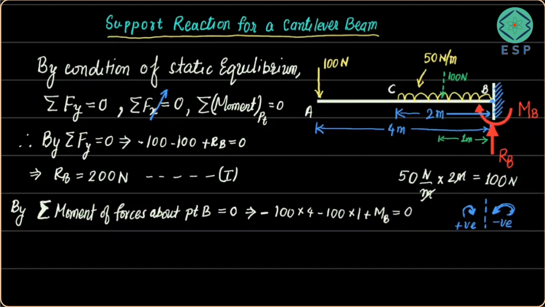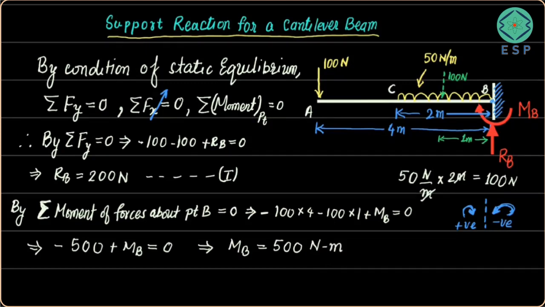This is very simple, friends. Now from here what we can do is we can simplify this entire equation. So you will get 100 into 4, 400, minus 100 into 1, 100. So minus 400 minus 100 is going to be minus 500 plus MB equal to 0. And then if you simplify this, friends, it is going to be MB equal to 500. Please remember, the unit of moment is going to be, the unit of force is Newton and distance is 1 meter, so it is going to be Newton meter.